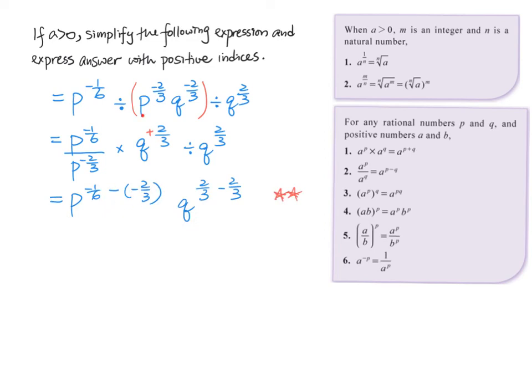The key part is these 2 are together. So the p would become this power minus this power, which is normal, times q to the positive 2/3 minus this, which gives us square root of p times q to the power of 0. And anything to the power of 0 is actually 1. So here's the answer.